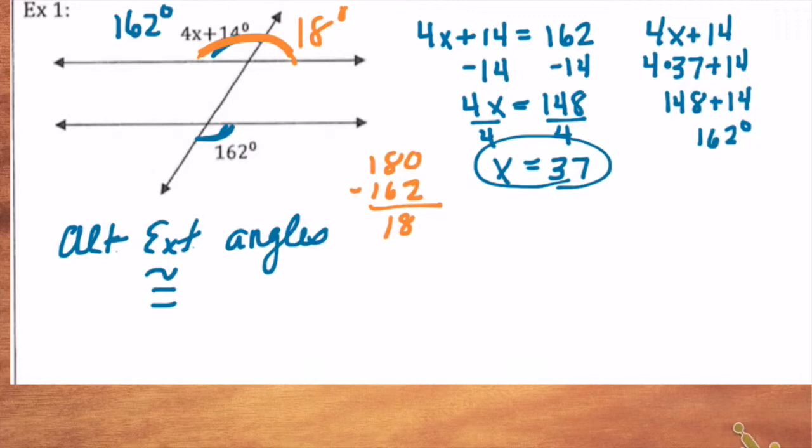So I can put that in. Now what about all the other missing angles? Well, that's where you go into your other pairs. We have vertical angles. That would be the same.